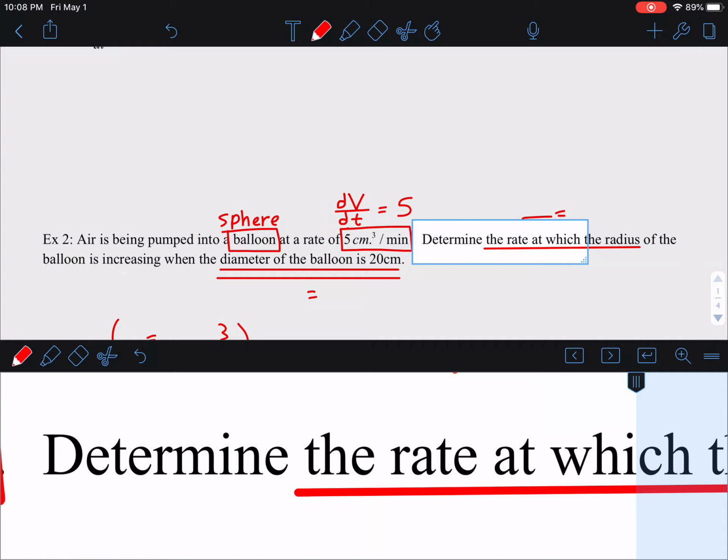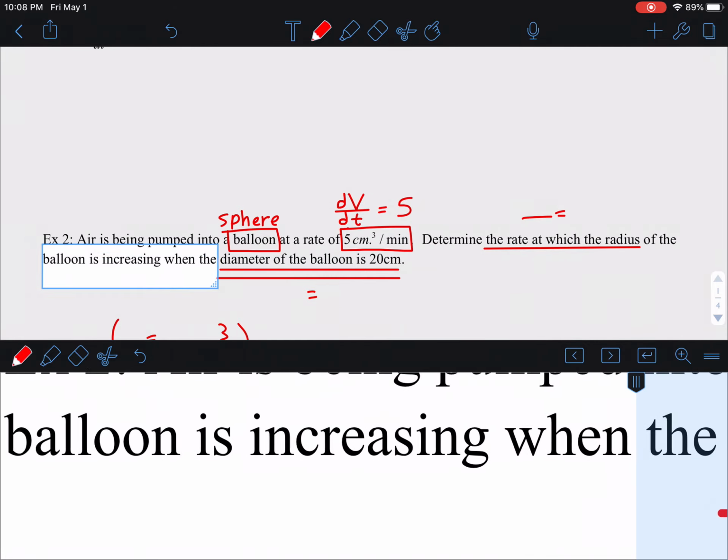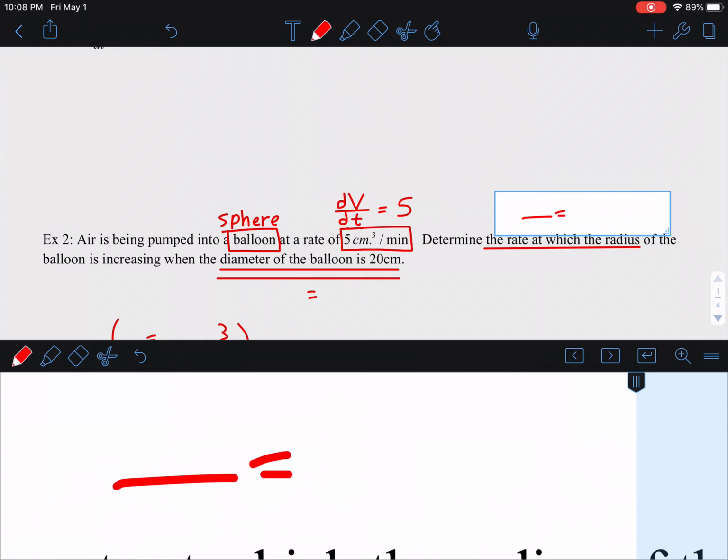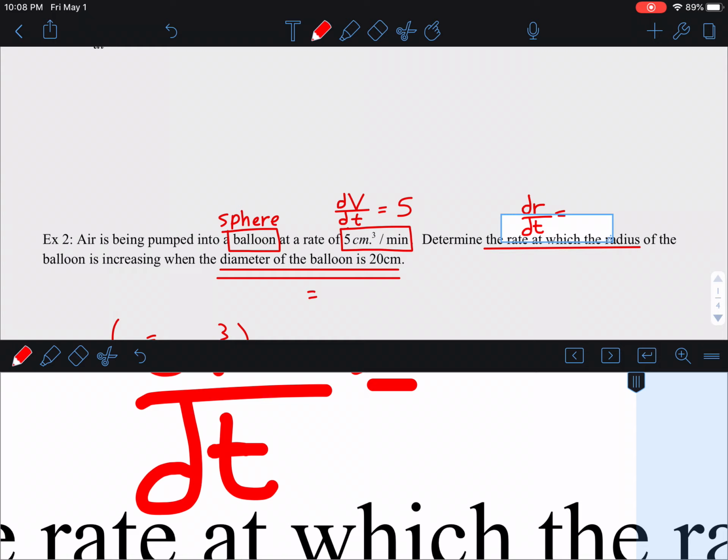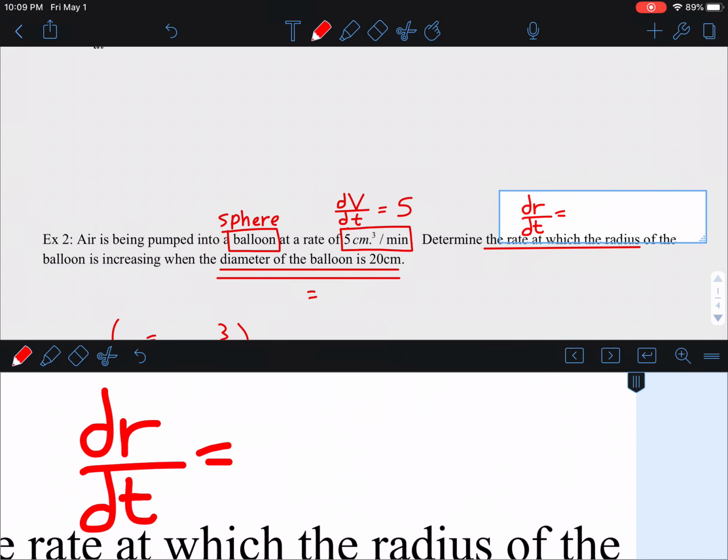Now, the question says to determine the rate at which the radius of the balloon is increasing. So the rate at which the radius changes is going to be dr over dt. Every derivative and therefore rate we do in this section is going to be with respect to time, because the volume is changing as time changes. The radius changes as time changes. And so dr dt, this is a rate of change I'm trying to solve for. So question marks, this is what I want. Those are some bad question marks. Let's do that again.